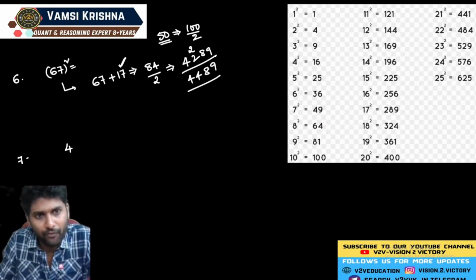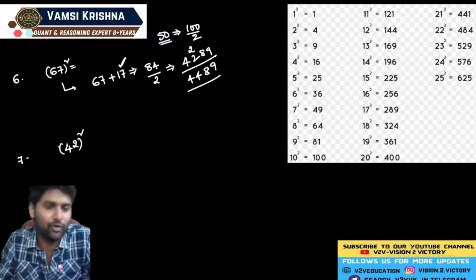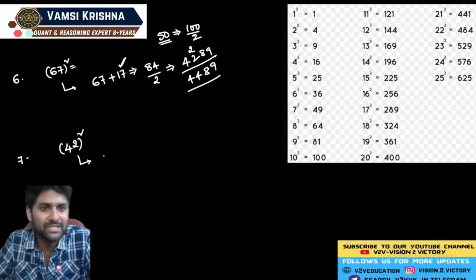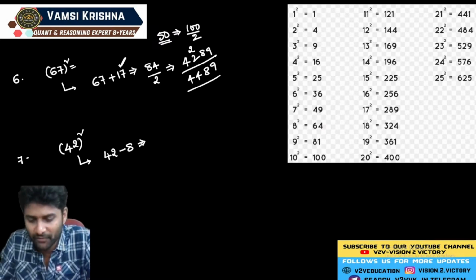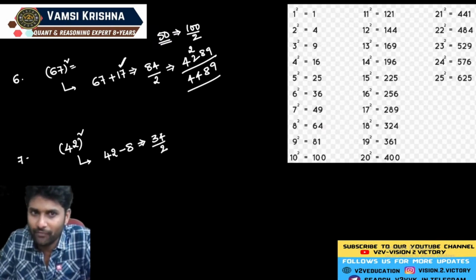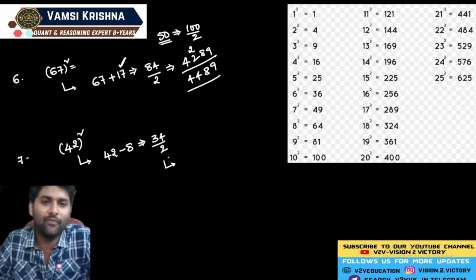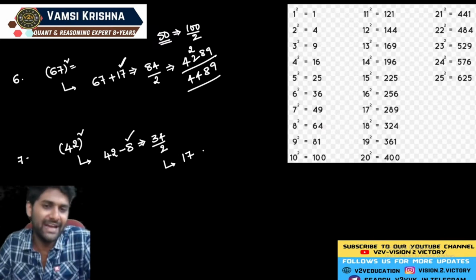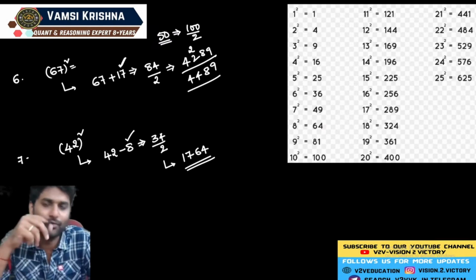Now for example, what is the answer for 42 square? Now you already know that if you take 50 as a base, 42 is less than 50 by 8 units, right? Now 42 minus 8, you already know the result is 34. Now take half of it, because 50 is half of 100. So 34 divided by 2 is 17. Now how much are we subtracting? 8, right? So 8 square is equal to 64. The answer 1764 is the correct answer.